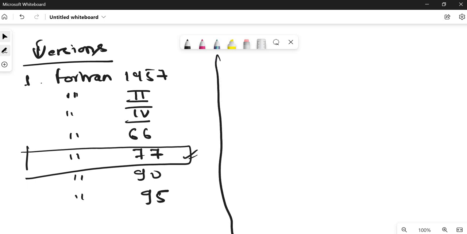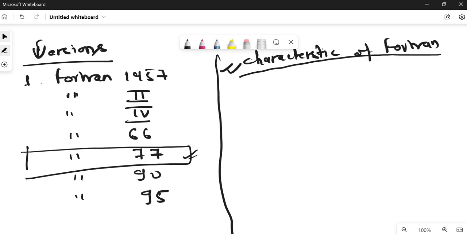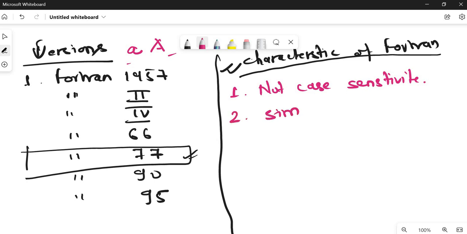Talking about the characteristics of Fortran, how it is different from C, or what the various characteristics of Fortran are, this portion can be asked in the exam. The first characteristic is that it is not case sensitive. It means that in Fortran, small a and capital A are the same thing. Next, it is very simple to understand. There is no complex syntax, so it is very simple to understand, and also very easy to learn.